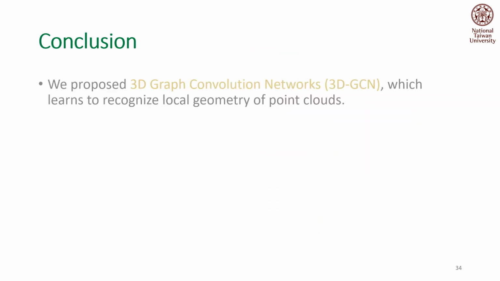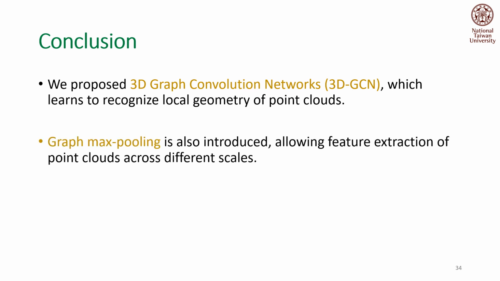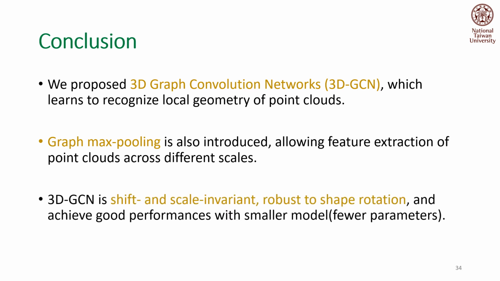In conclusion, we propose 3D graph convolution networks, which learns to recognize local geometry of point clouds. Graph max pooling is also introduced, allowing feature extraction of point clouds across different scales. 3D GCN is shift and scale invariant, robust to shape rotation, and achieves good performance with smaller model, which means fewer parameters.